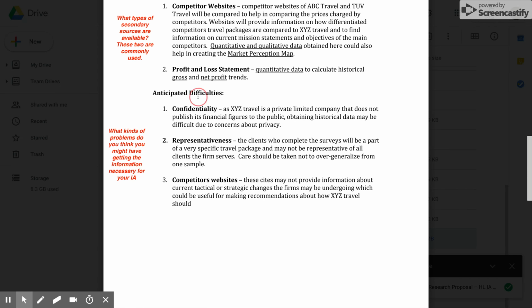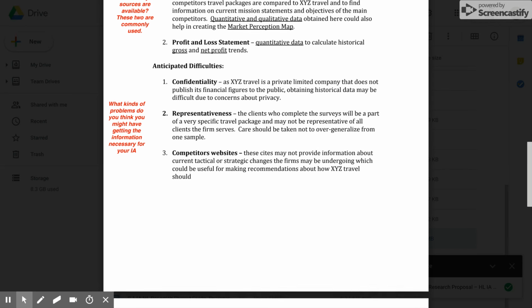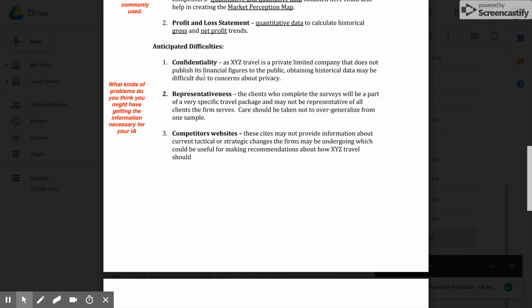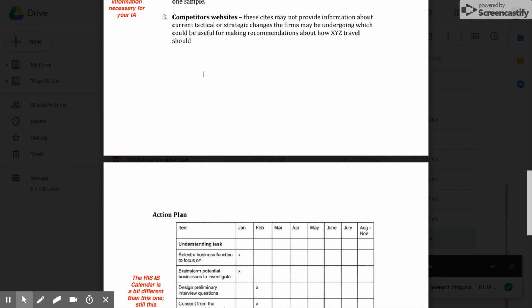Anticipated difficulties: the student is talking briefly about what types of problems they anticipate having in the course of conducting the research for their IA and writing it. And again, confidentiality is often one. Representativeness, this getting specifically to the surveys and maybe problems with the surveys. And then the website information and data that they're gathering. So again, yours may differ. They will not be the same difficulties. You may have separate difficulties, but again, list 2 or 3 difficulties you anticipate having.